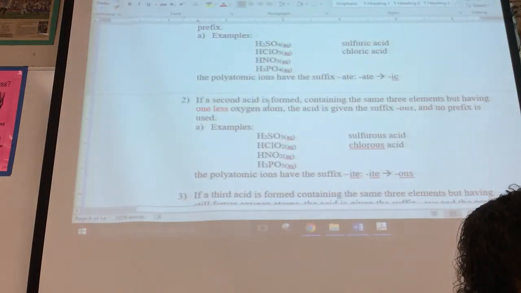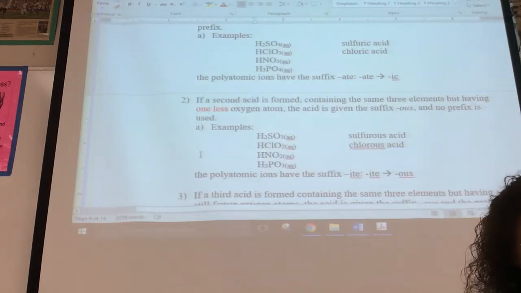It says if a second acid is formed containing the same 3 elements but having one less O, the acid is given the suffix ous, and again, no prefix. So this is sulfuric acid, one less O is sulfurous acid. This is chloric acid, one less O is chlorous acid.